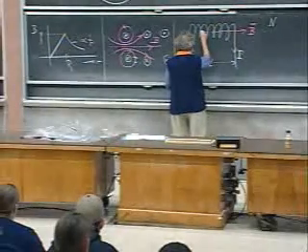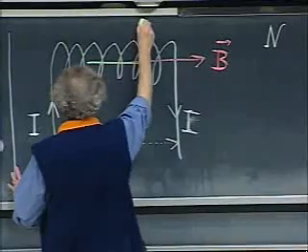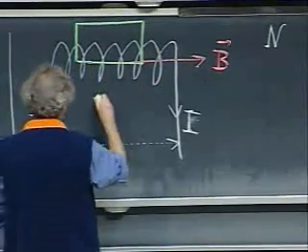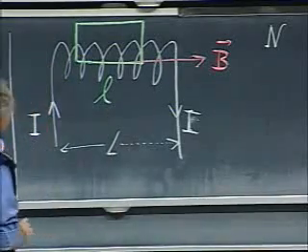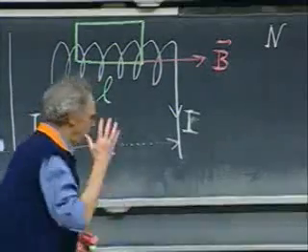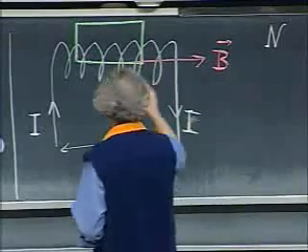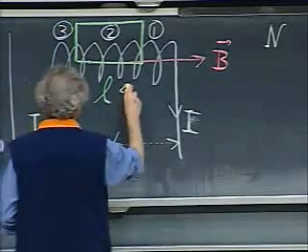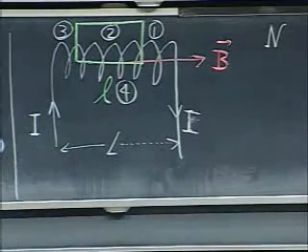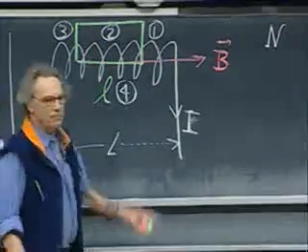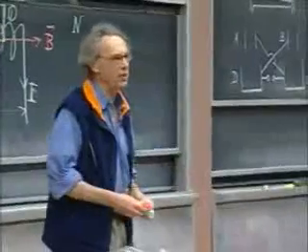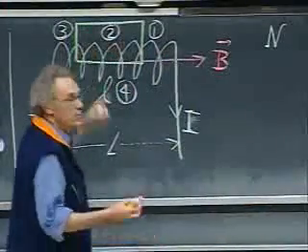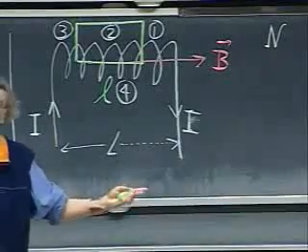This is the path I choose. It's a rectangle, and the length of this side inside the solenoid is little l. And I think of this as four different passes: number 1, number 2, number 3, and number 4. Let's first look at number 2. We have assumed that the magnetic field is practically 0. So clearly, if you go around, the contribution here must be 0. If the magnetic field is 0, then the integral of B dot dl is 0.